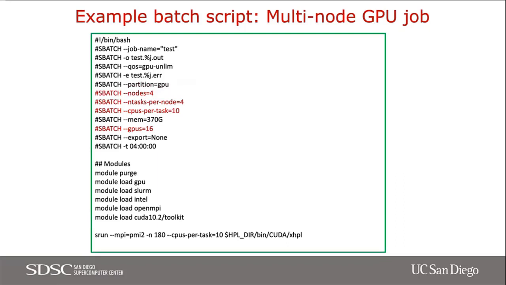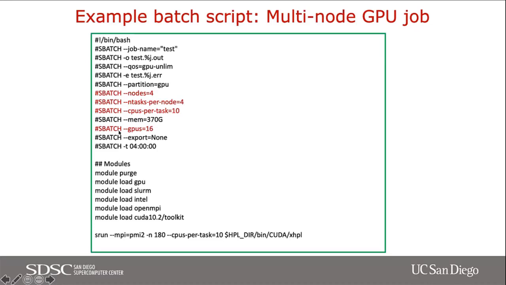So the multi-node job is a little different again from Comet. What you have is nodes equals 4 and tasks per node equals 4. In this case, I'm matching the number of MPI tasks with the number of GPUs. Not necessary to do this, just as an example, with CPUs per task set to 10. So you have 40 total cores on the node.